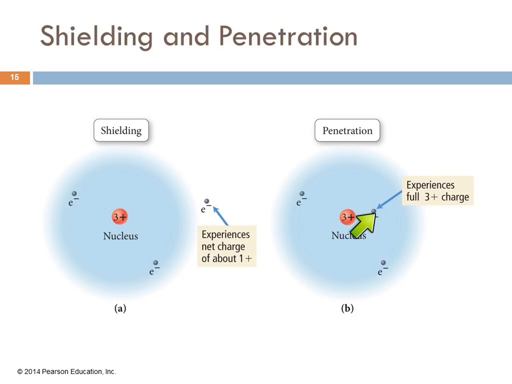Here, if this electron is able to penetrate closer to the nucleus, now it is not subject to shielding by these guys, and so it's going to experience the full +3 charge of the nucleus. And so this is going to be more strongly attracted. So penetration of the orbital, if the electron can get in closer to the nucleus, will increase the amount of attraction. And shielding by the other electrons that are closer will cause this to have a decreased attraction, decreased energy.